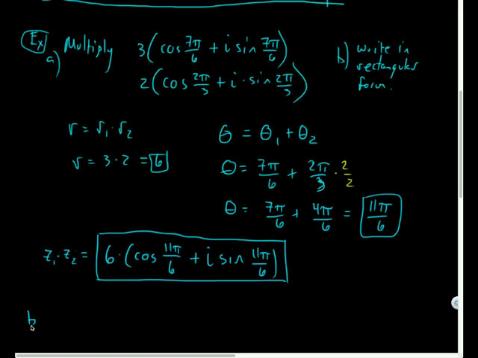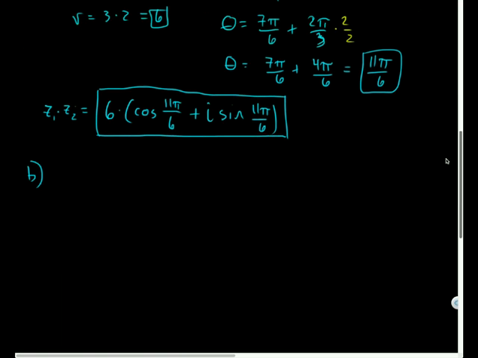Let's rewrite this in rectangular form. In order to do that, I just have to evaluate these values of cosine and sine. So this would be 6 times cosine of 11 pi over 6. 11 pi over 6 is in quadrant 4. Cosine is positive, so this will be the same as cosine of pi over 6. The reference angle is pi over 6 in that quadrant. And then plus I times sine of 11 pi over 6, this is in the fourth quadrant. Sine is negative then, so that'd be the negative sine of pi over 6.